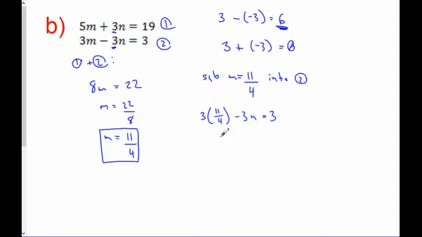And then I can just rework this and solve for n. Right? 33 over 4. Right here, I just created a common denominator of 4. So 3 times 4 is 12. So 3 is the same as 12 over 4. So 3 minus 33 over 4 is the same as 12 minus 33 all over 4.